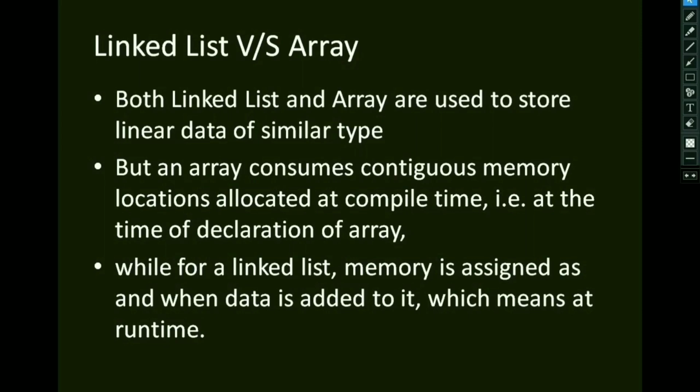And the memory locations are allocated at compile time. So as soon as you declare your array, at declaration itself the memory addresses are being allocated to an array. But this is not the case with linked list. The memory will be allocated only once you are adding data to it, which means during runtime.